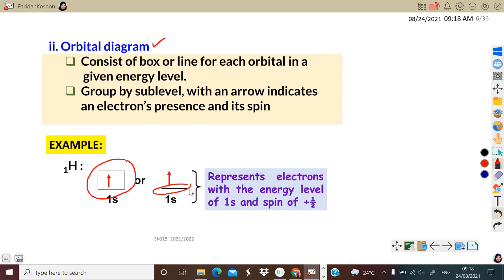So the box or line represents an orbital in a given energy level. And it is shown grouped by sublevel with an arrow indicating an electron present and its spin. So if you refer to this slide, this arrow represents the electron and its spin. So the arrow pointing upward shows that the electron spin quantum number is positive half.